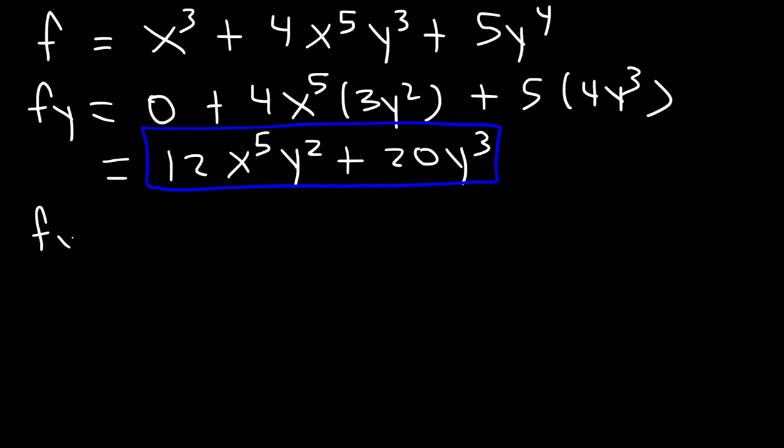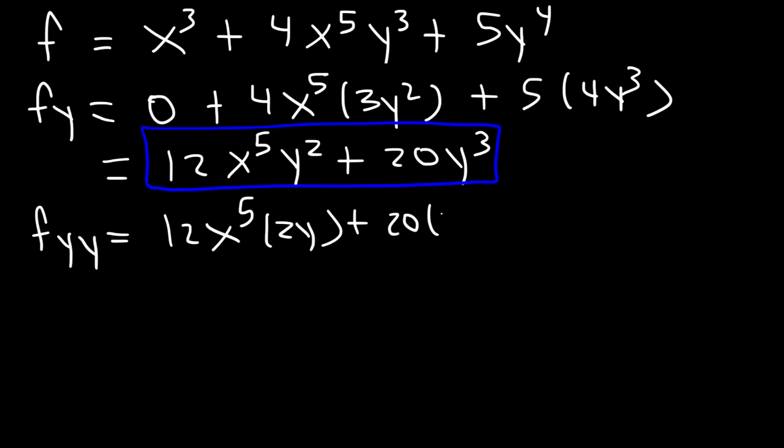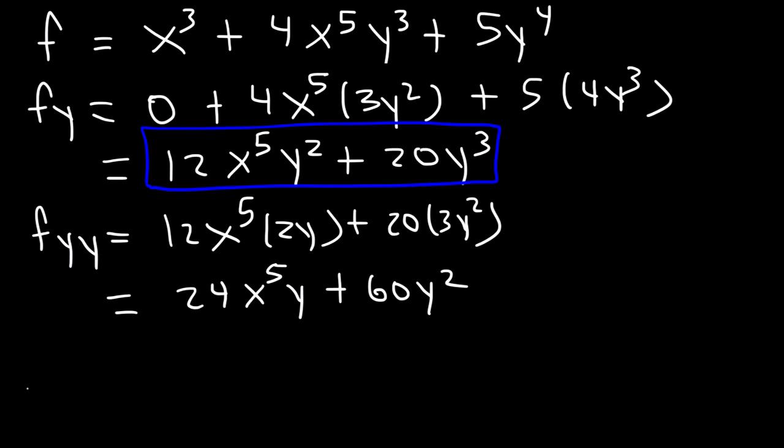So let's find f double y. Let's differentiate it with respect to y one more time. So it's going to be 12x to the fifth times 2y plus 20 times 3y squared. So that's equal to 24x to the fifth y plus 60y squared. So that's f double y.